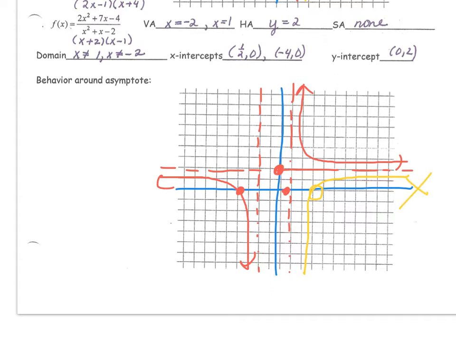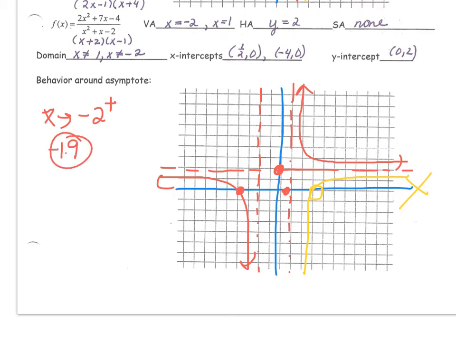Okay, so the red is correct. Then if I look at the red in the middle, I would see, oh, I'm not quite sure. Does it start high and go low? We're not quite sure. So let's try a couple things here. Let's go as x approaches negative 2 from the right. So that would be a number like negative 1.9.